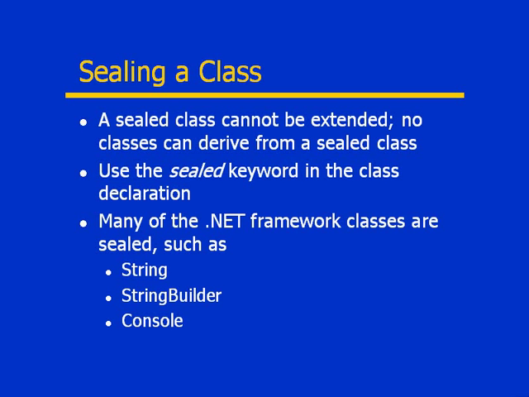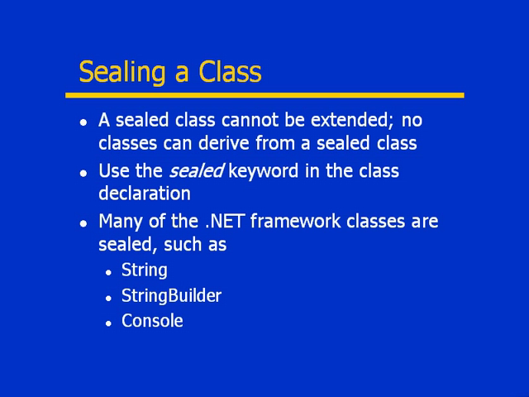A sealed class cannot be extended. No other classes are allowed to derive from a sealed class. So we use sealed classes whenever it just really doesn't make sense, either from an application design perspective or a security perspective, to allow other classes to derive and otherwise manipulate or add to or extend the classes that you've created. We use the sealed keyword in the class declaration to identify the fact that this is a sealed class.